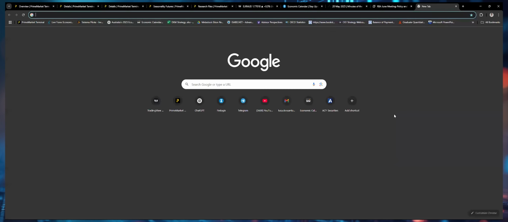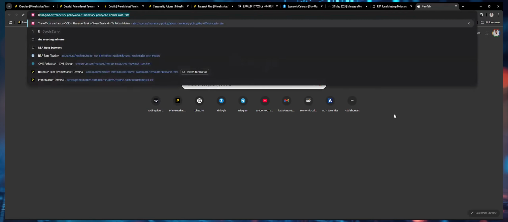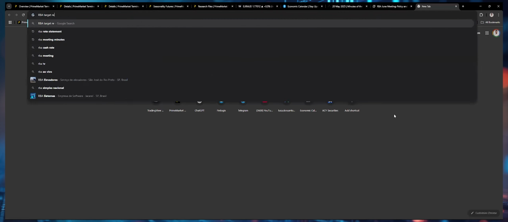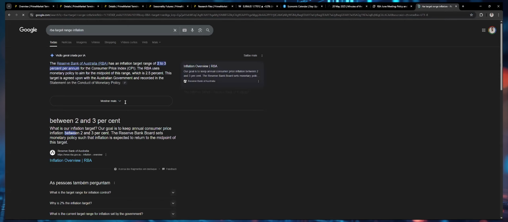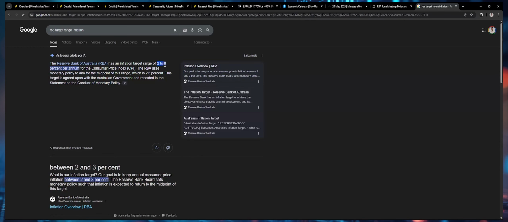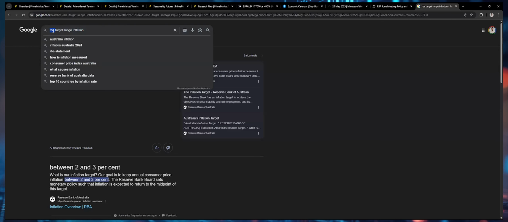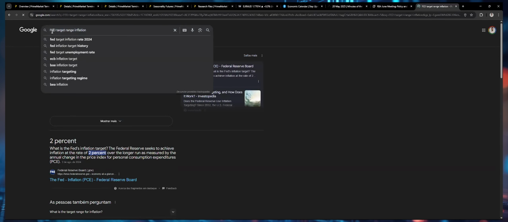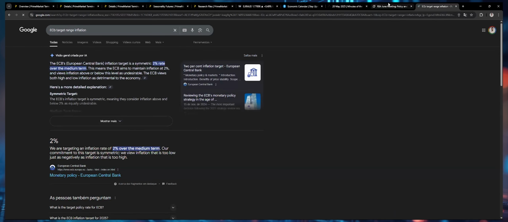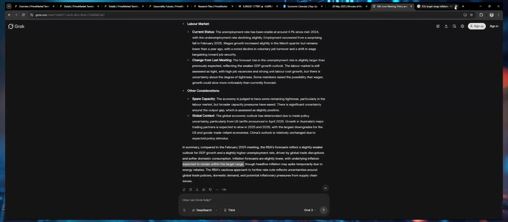It's very easy to find out what's the central bank target range for the inflation. So let's say you are on Google for the RBA. So, RBA target range inflation, and it will pop up. Okay, so in this case it is 2 to 3%. But let's say we have a look at the Fed. The Fed is 2%. If you want to look at the ECB, it is 2% as well. Everything you want is on Google. Okay, so that's the first thing you need to know.